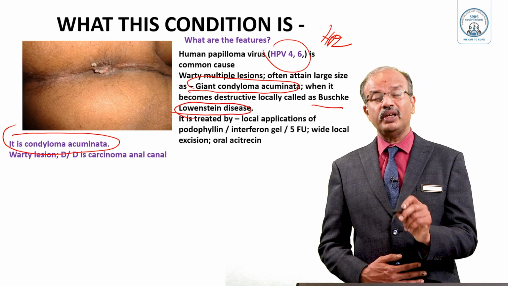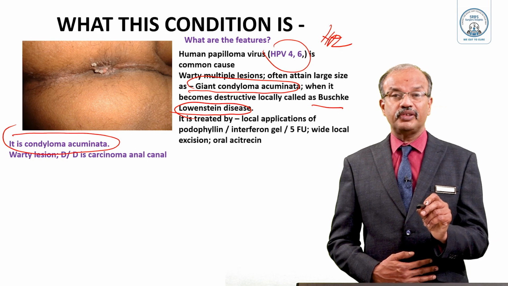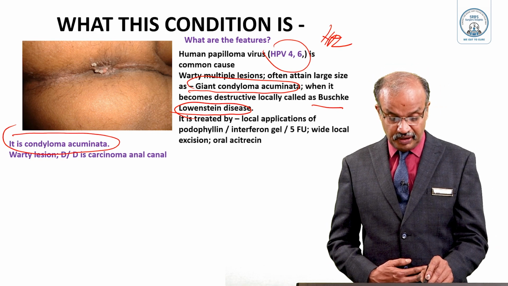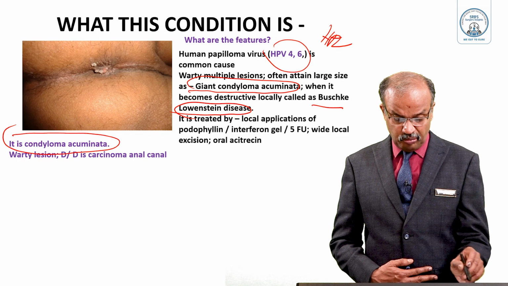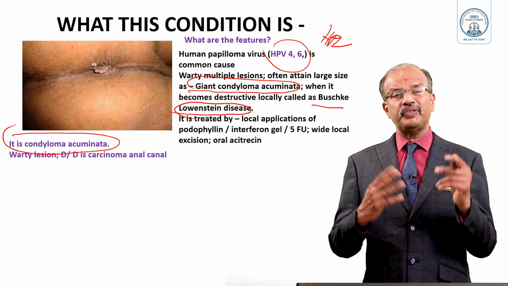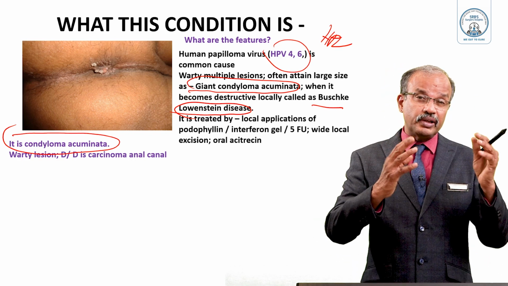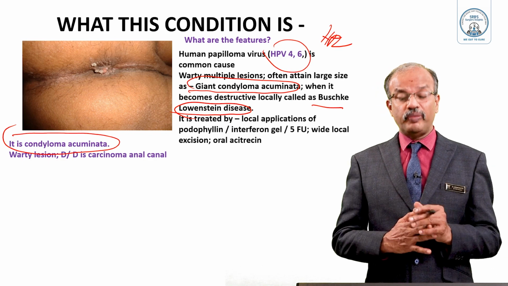So destructive only locally, that is called Buschke-Lowenstein disease. Otherwise, it is called a giant Condyloma acuminata. Now, what is the treatment? Biopsy can confirm, but clinically it is very clear. You look at that, you can make out this Condyloma acuminata.